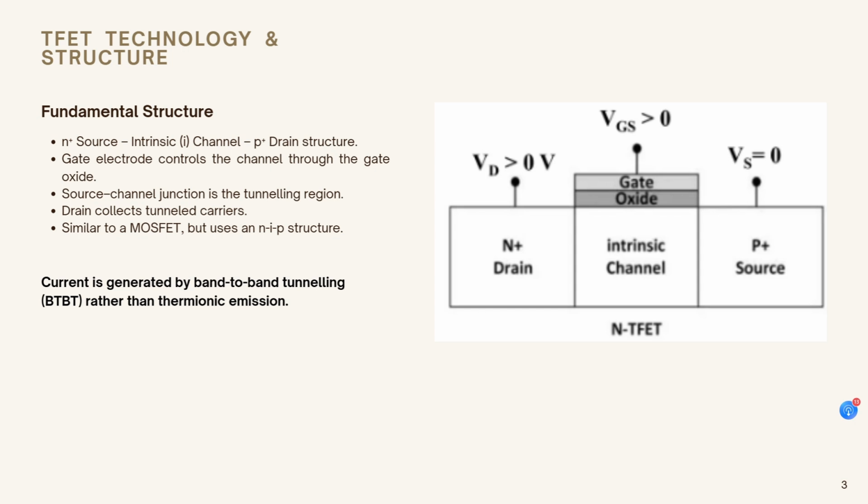A MOSFET relies on thermionic emission, where carriers need enough energy to overcome a potential barrier. In contrast, a TFET generates current through band-to-band tunneling, where carriers pass directly through the energy barrier instead of going over it. This unique operating mechanism is what allows TFETs to achieve a subthreshold swing below the conventional 60 millivolts per decade limit, making them highly attractive for ultra-low power applications.